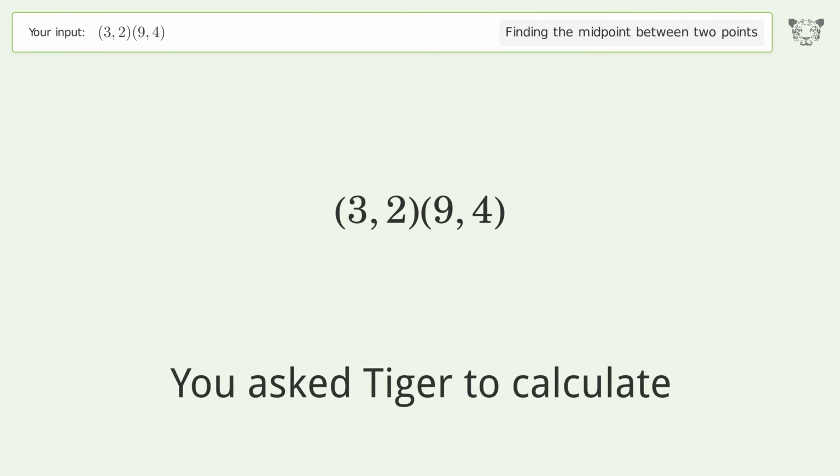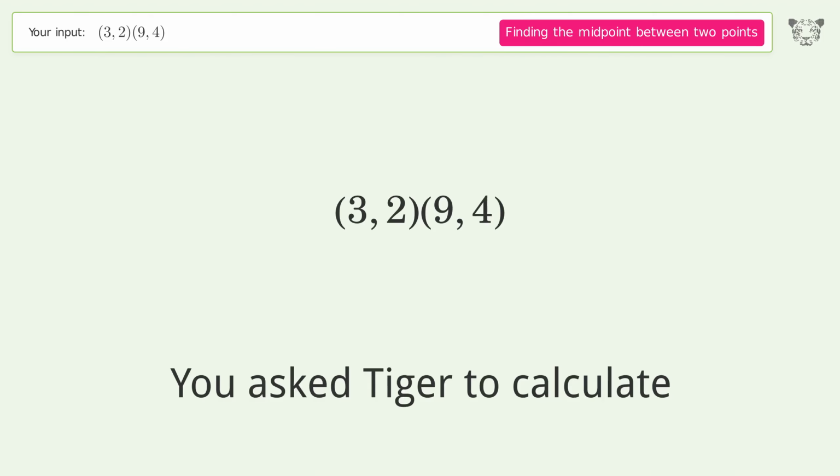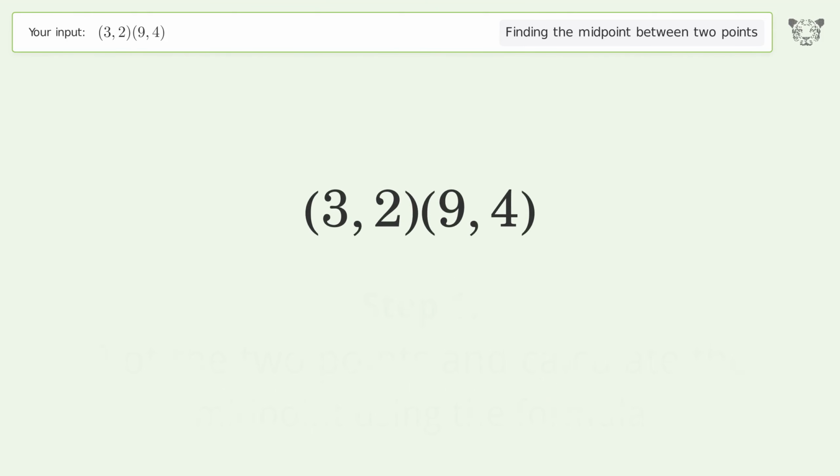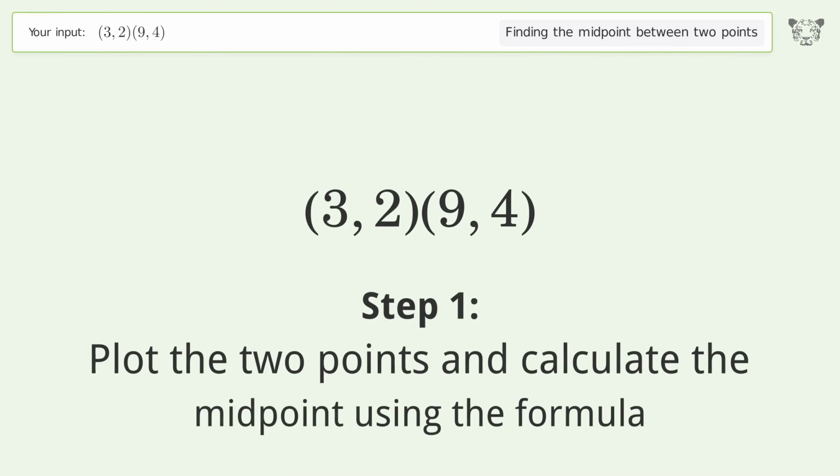You ask Tiger to calculate. This deals with finding the midpoint between 2 points. The midpoint between the 2 points is 6, 3. Let's solve it step by step. Plot the 2 points and calculate the midpoint using the formula.